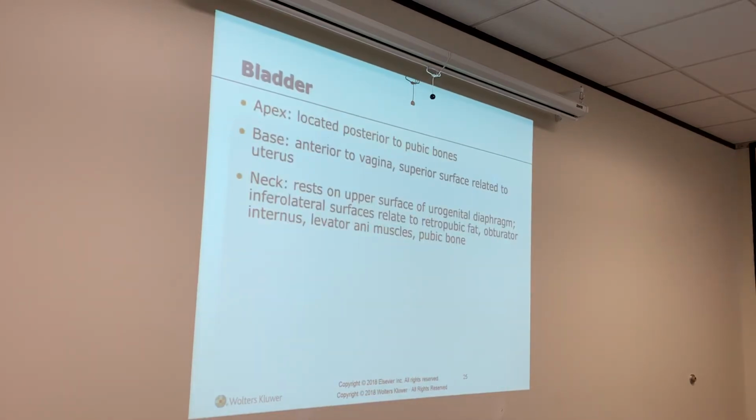The bladder is located posterior to the pubic bone. It's anterior to the vagina, and its superior surface is related to the uterus. That's why we need the bladder to be full, so we can look at the uterine fundus, to bring that down.